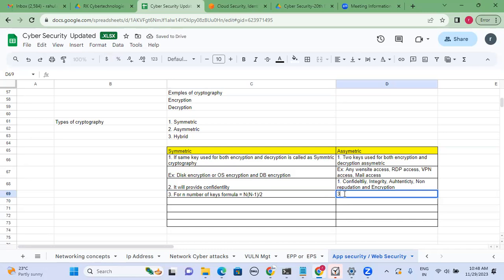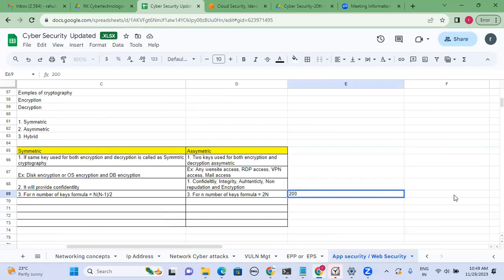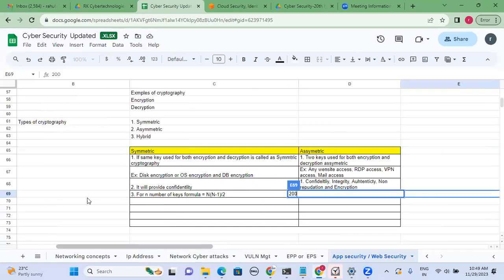On the right-hand side, the asymmetric side, for n number of keys, the formula equals 2n. Now you can tell me, if you want to exchange 100, what will it come to? 2 into 100, how many? 200 keys. What about on the symmetric side?